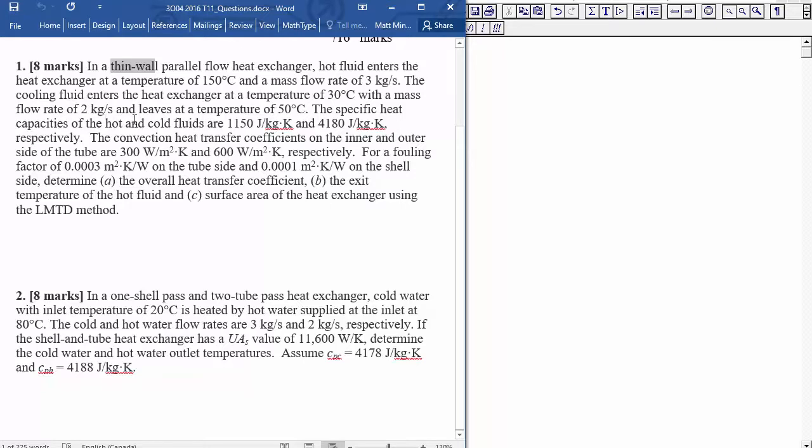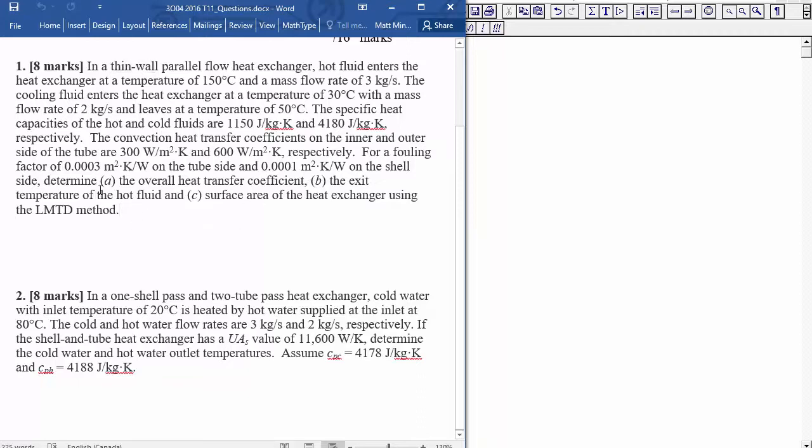The specific heat capacities of the hot and cold fluids are here. The convection heat transfer coefficients on the inner and outer side of the tube are these, and we have fouling factors given on the inner and outer side of the tube. So on the tube side and then on the shell side, that's the inside and the outside. Determine the overall heat transfer coefficient, the exit temperature of the hot fluid, and the surface area of the heat exchanger using the LMTD method.